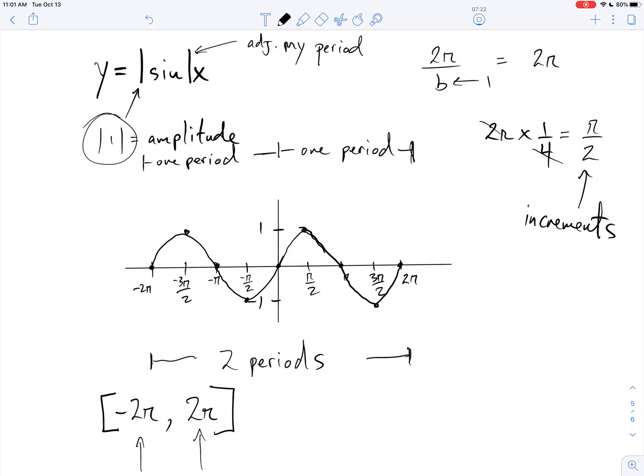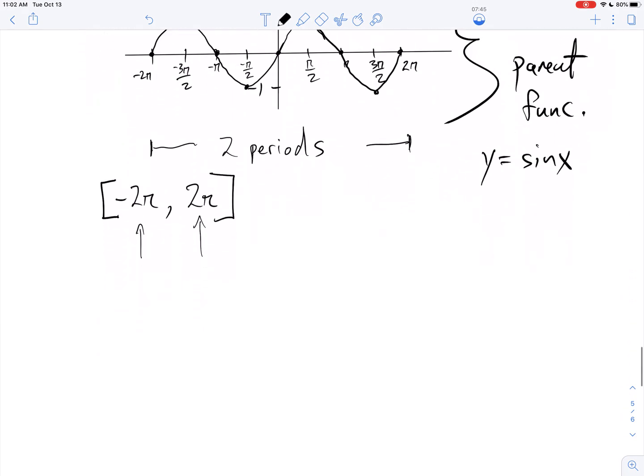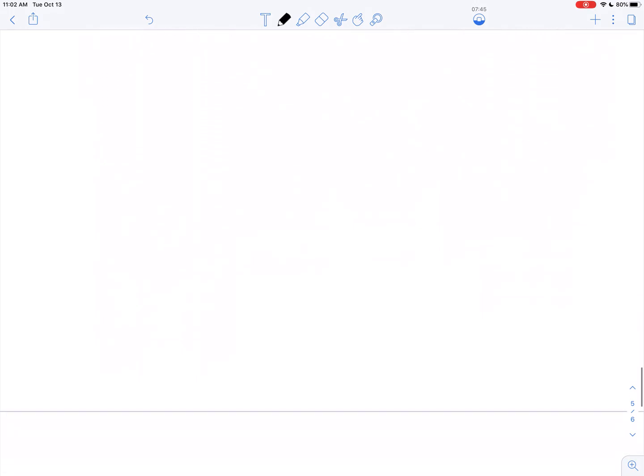But this guy right here, this is what the parent function of sine looks like. This is y equals sine x. That's what we write it out as. You'll notice I left the 1's out because we normally don't write the 1's. So what are they going to do? Well, they're going to show me the parent function for sine, and then here, the parent function for cosine. That's the next one.